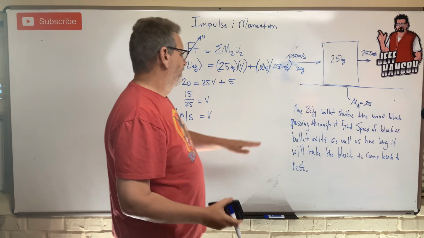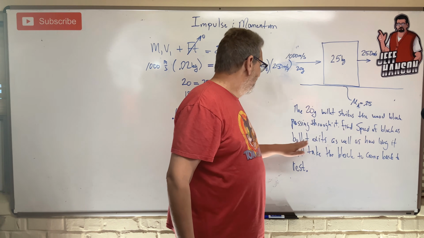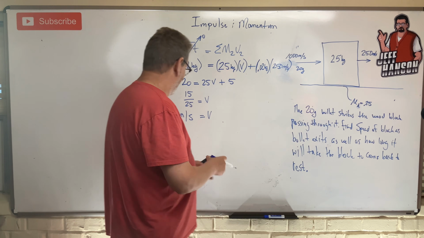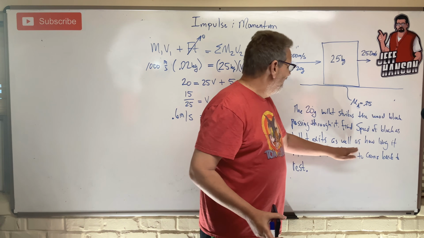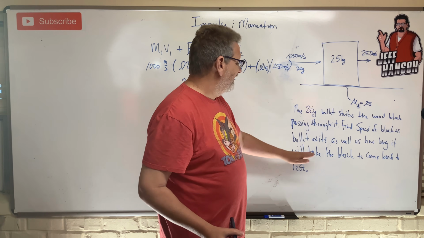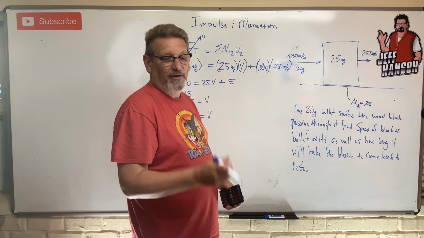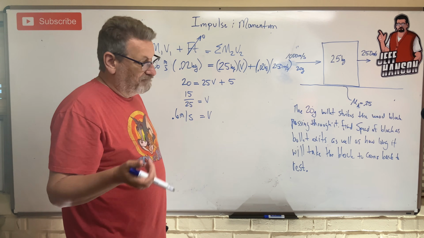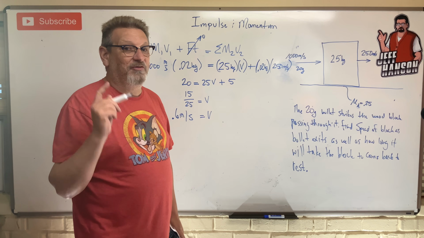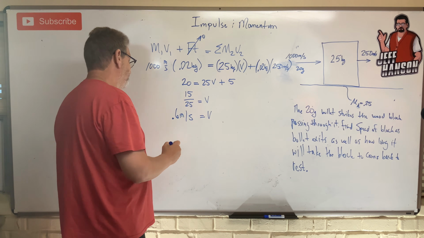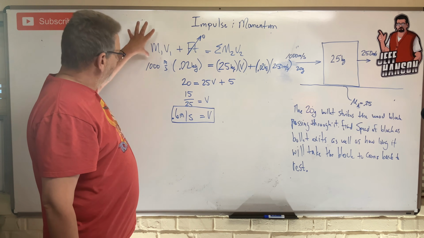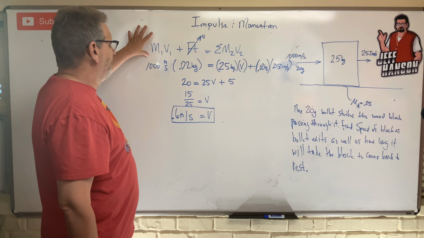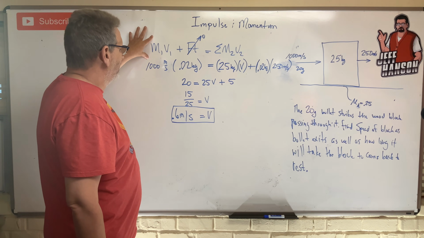Okay? Now that's not the answer, right? Because what is it asking us for? Find the speed of the block as the bullet exits. Well, that's that, right? That's the speed of the block. That's in velocity. As well as how long it will take it to come to rest. Well, we can use conservation of momentum for that as well, okay? Let's see if we can do that as well.